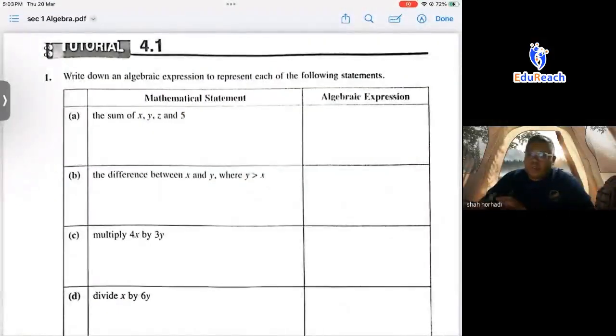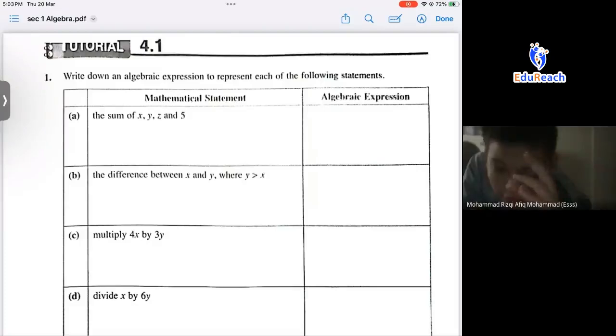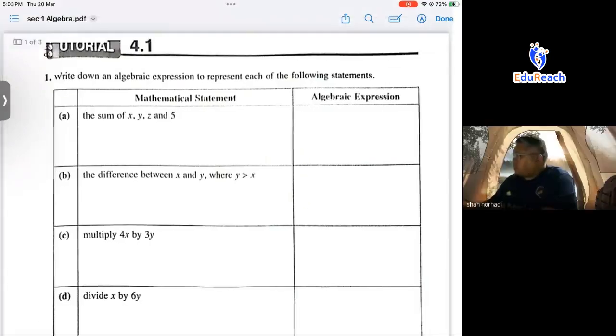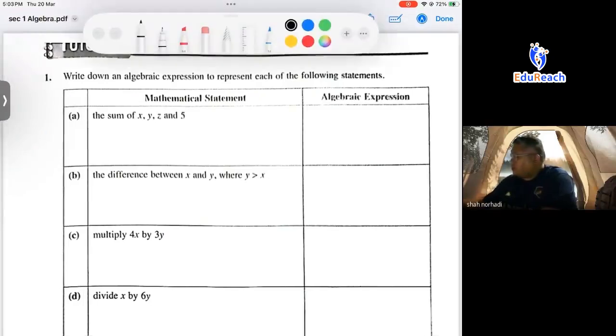What is the answer for 1A? X plus Y plus Z plus 5. So you have x plus y plus z plus 5. Good. All right. Part B.